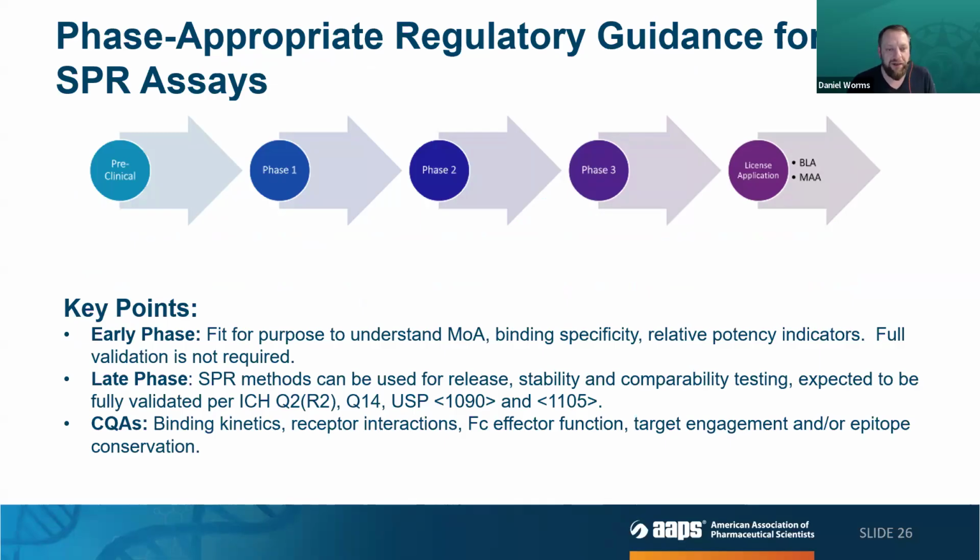So in the early phase, fit for purpose methods can be used to understand the mode of action, binding specificity, and relative potency indicators, and a full validation is not required at that stage. In the later phase, SPR methods can be used for release, stability, and comparability testing. And at that stage, they are expected to be fully validated according to the relevant guidances. The critical quality attributes are binding kinetics, receptor interactions, Fc effector function, target engagement, and epitope conservation.